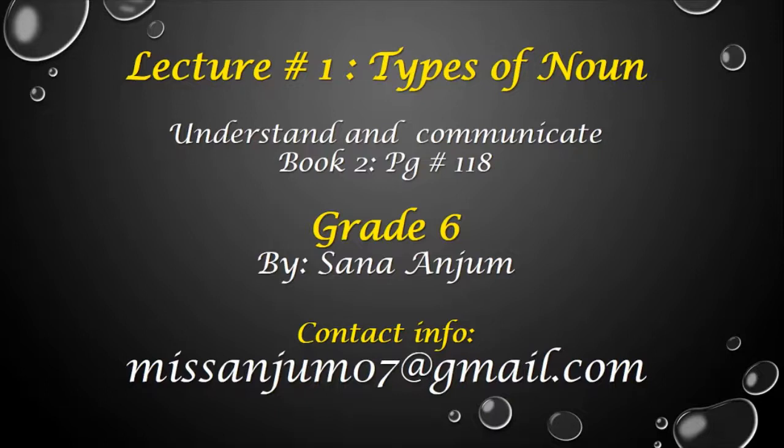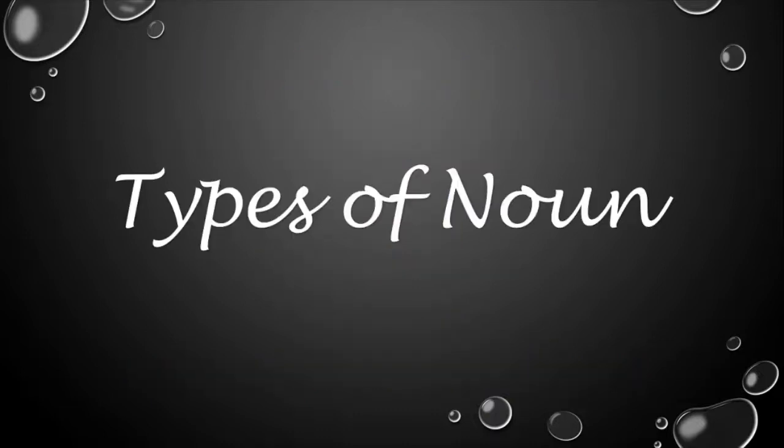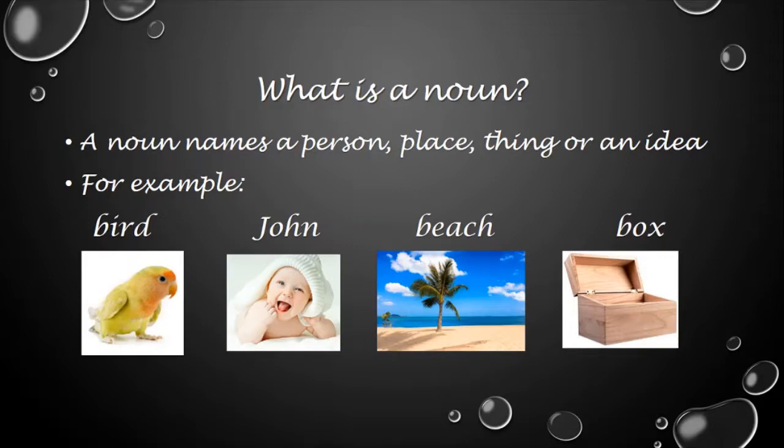Today we are going to learn about the types of noun. First of all, we will learn what is a noun. Noun is actually a naming word. The things which are around you are having a name. So these are called noun. A noun names a person, place, thing or an idea. For example, bird, John, beach and box.